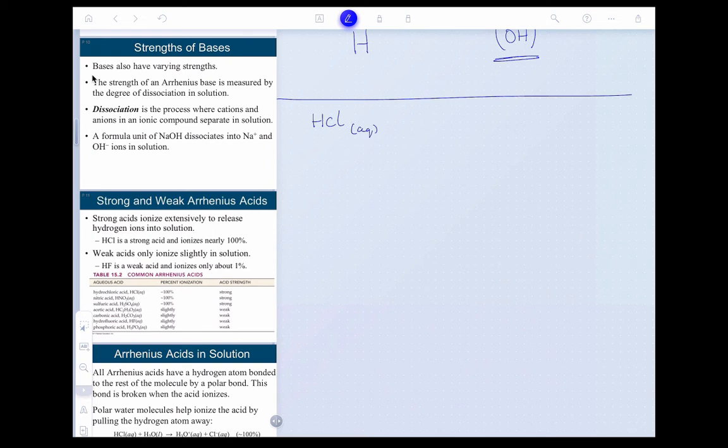I'm going to write aq plus H2O liquid. I'm rewriting this equation really. That's all it is. No new information yet. Let's say I take 100 molecules of HCl, all 100 molecules will break down, all 100 molecules will dissociate. So I will have 100% dissociation or 100% ionization.